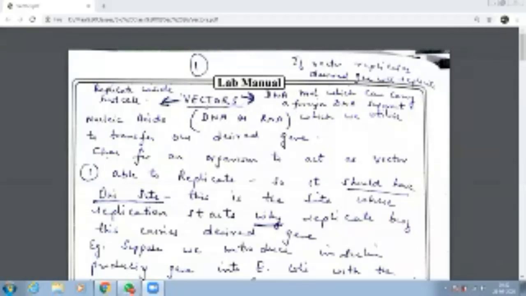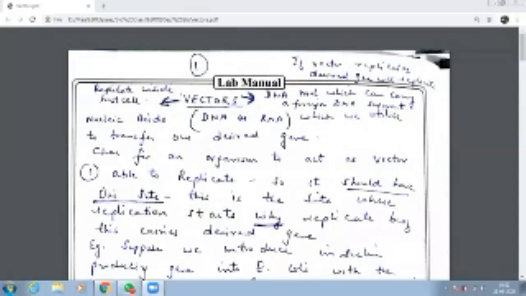Supposing I want 50 cards to be made in a class, what will I do? I will pick up one child, this vector, give him one card and tell him to go to the class and make many like this. So who was carrying that one sample card? This child, that is this vector. After going into the class, the class is your host. After entering the class, what did the vector do? He showed the sample, and all the students started making so many cards of the same kind.